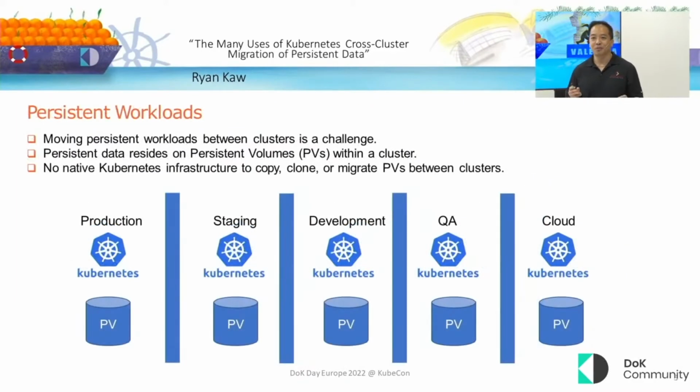If we dig a little deeper into the storage aspect, a lot of that important data sits on persistent volumes, PVs, right? And there's no native Kubernetes infrastructure to copy, clone, or migrate that persistent volume between clusters.